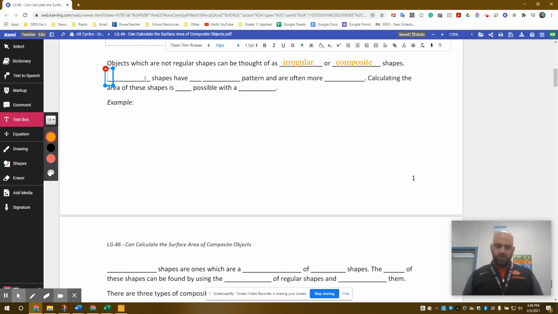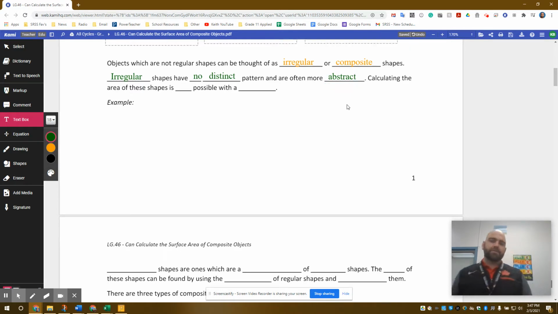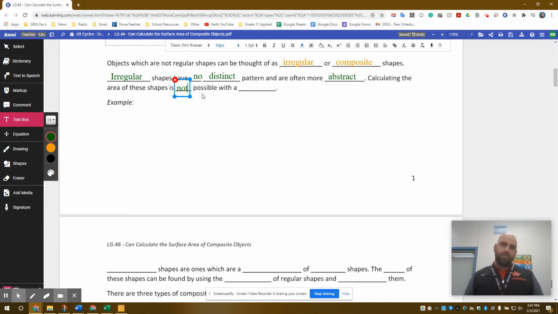Now, the first word that I used there was irregular, and irregular and composite do mean different things. So irregular shapes have no distinct pattern, okay, and are often more abstract. So you think of them as being abstract. There's usually not a lot of straight lines. There's not a lot of distinctive shapes in there. Calculating the area of these shapes is not possible with the formulas that we have. Okay, so it's not possible with the formulas that we have.